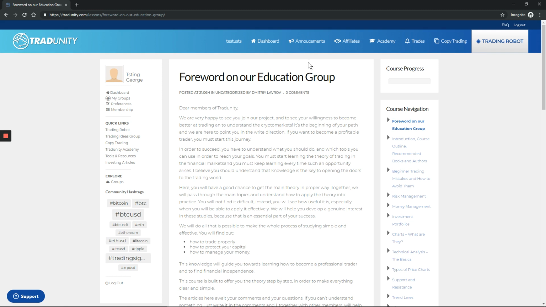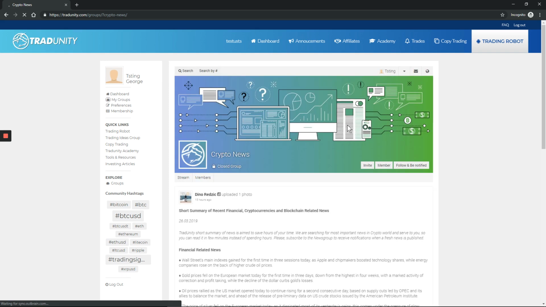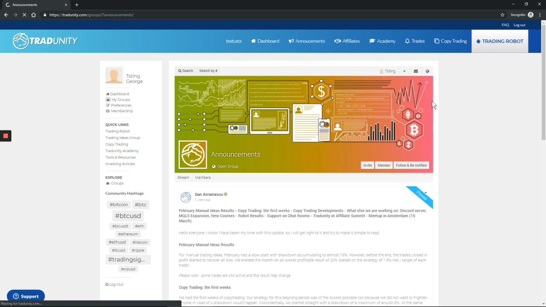Moreover, if you like to do fundamental analysis for your trades, we give you access to our news feed, where you will find crypto and forex news, which will help you take better trading decisions. We also give you access to our announcements, where you will see what we are working on in a general basis.